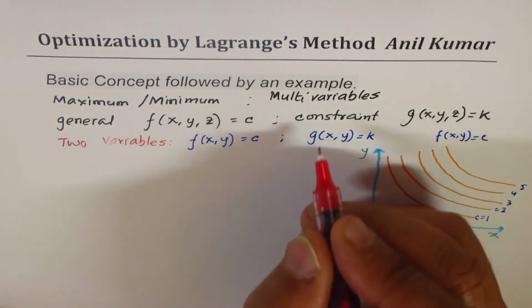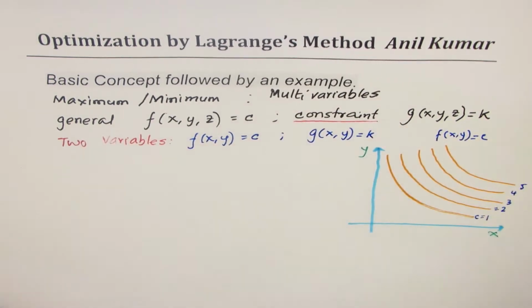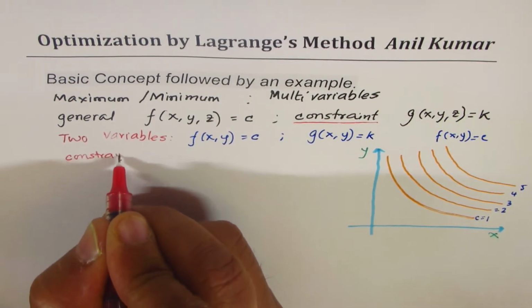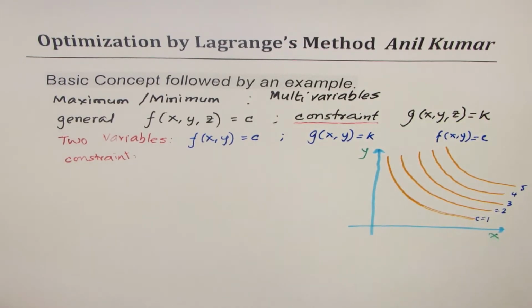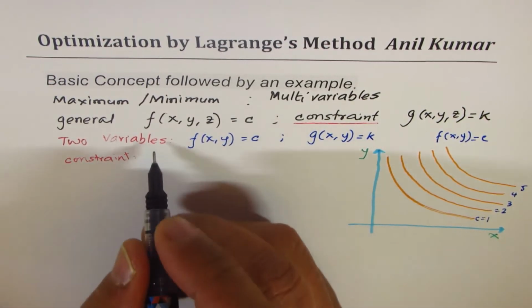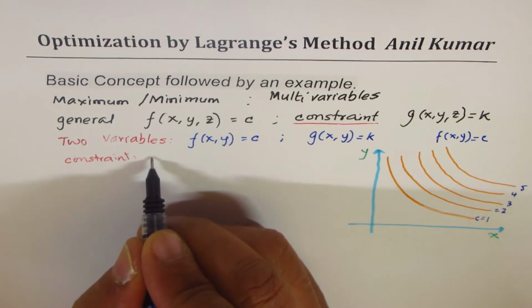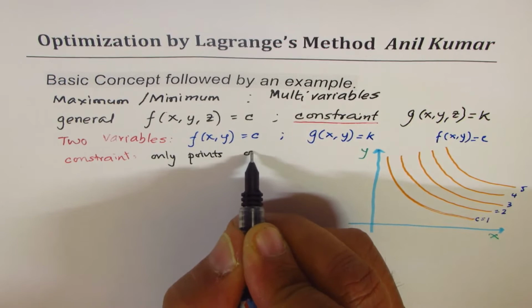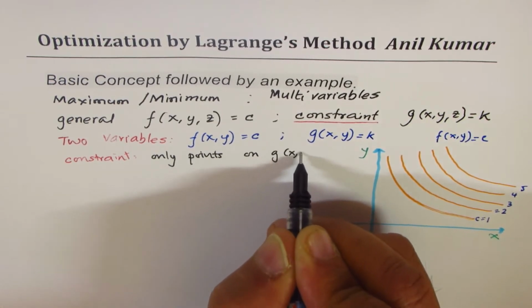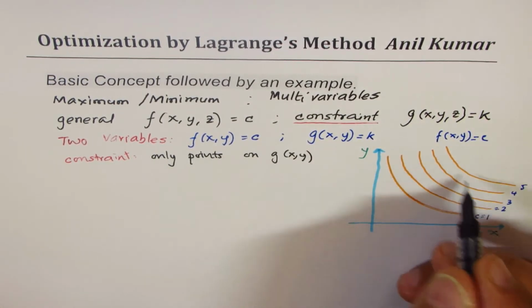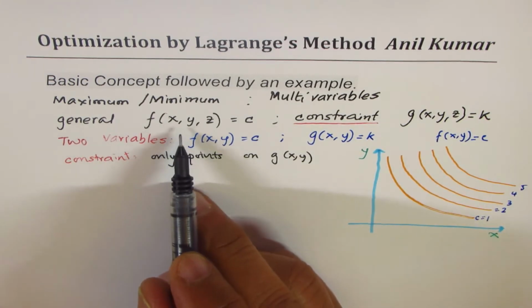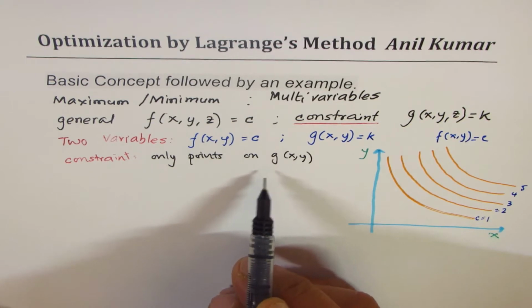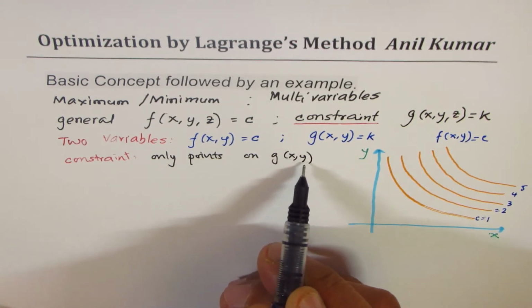Let me highlight this portion, constraint. So when I say constraint, it means that you have to follow the points. So only points on g of xy will be considered, right? Not all these points. So when we say that the general function is under the constraint and we need to maximize it, so we're looking for points on g of xy.